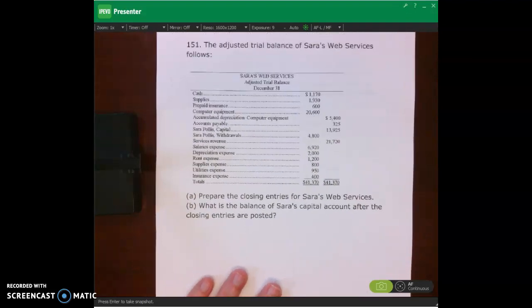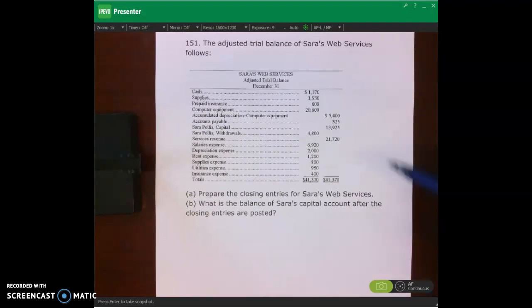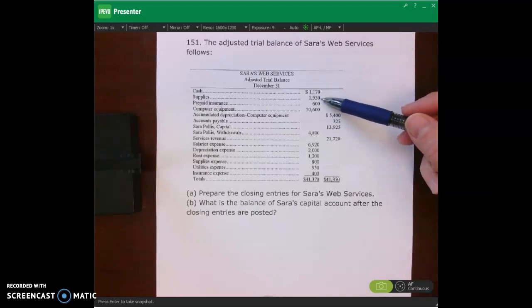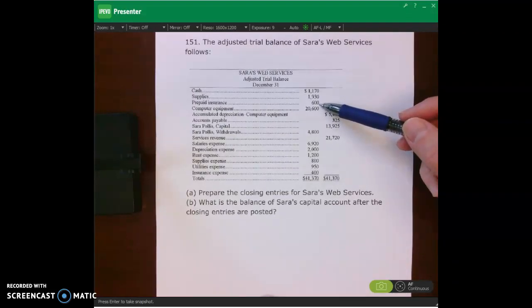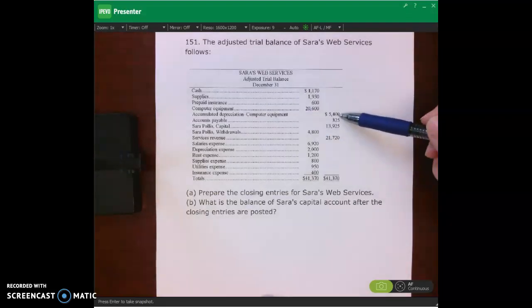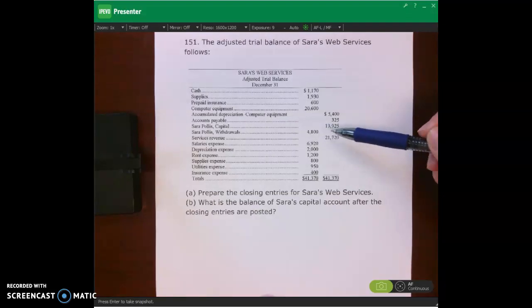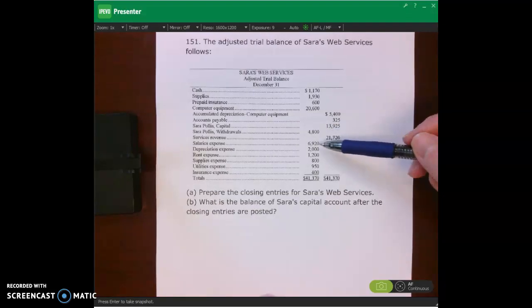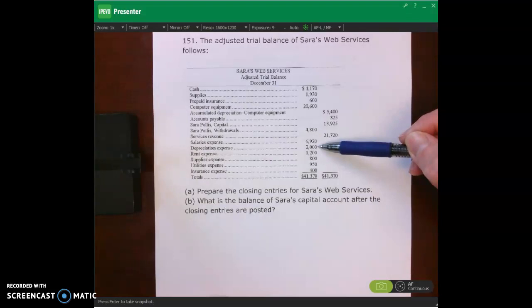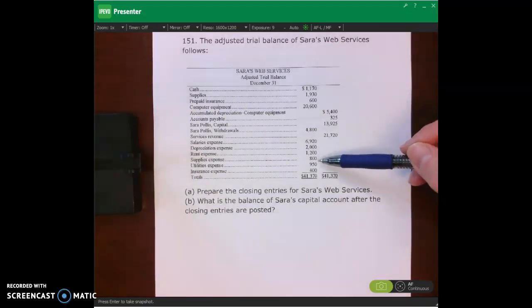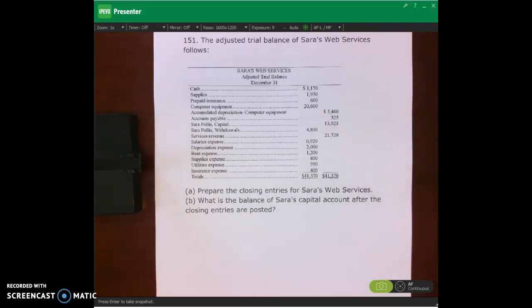The adjusted trial balance of Saris Web Services is as follows. We have cash, $1,170; supplies, $1,930; prepaid insurance of $600; computer equipment of $20,600; accumulated depreciation, $5,400; accounts payable, $325; Saris capital, $13,925; withdrawals of $4,800; services revenue, $21,720; salaries expense, $6,920; depreciation expense of $2,000; rent expense of $1,200; supplies expense of $800; utilities, $950; and then insurance, $400.